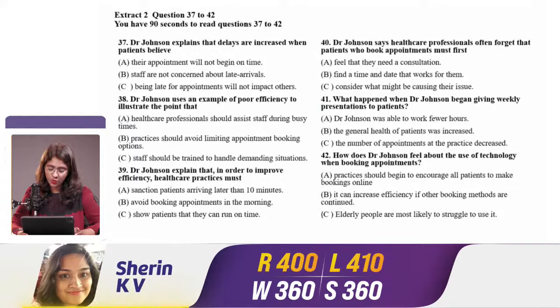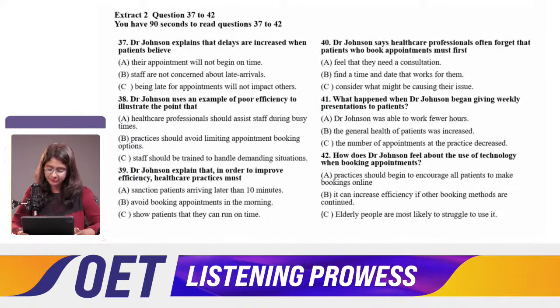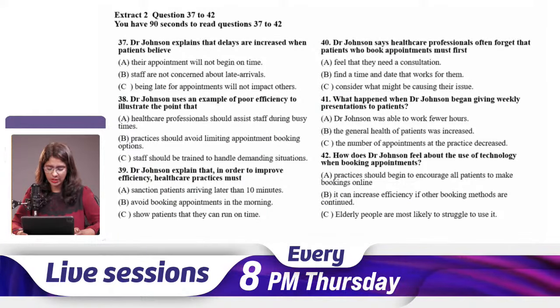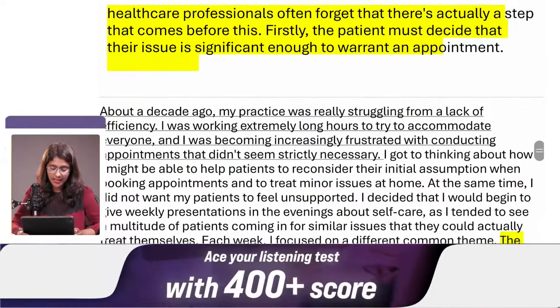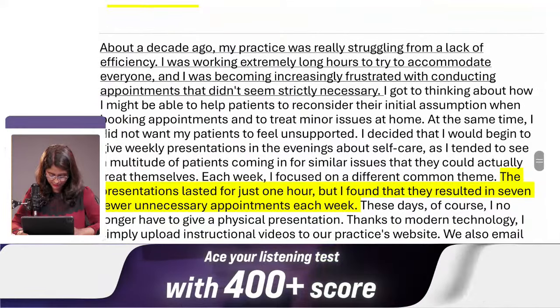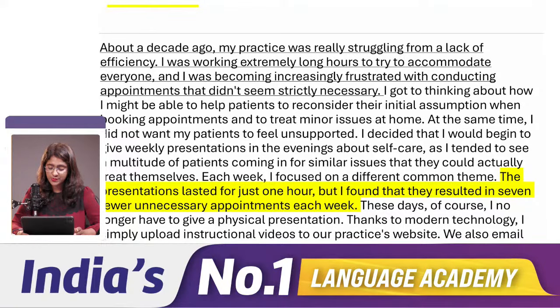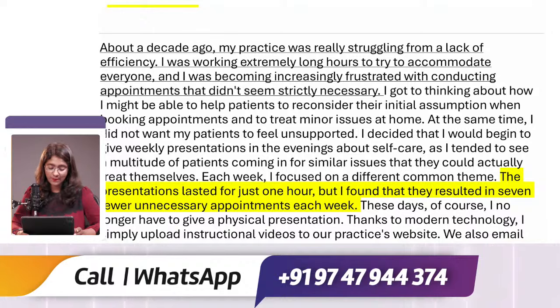Okay. So, I think option A and option C are confusing. They are not talking about the general health of patients being increased. Let's look at the audio and the signposting. Reba is saying 41 is C. Let's see. About a decade ago, my practice was really struggling from lack of efficiency. I was working extremely long hours to try to accommodate everyone, and I was becoming increasingly frustrated with conducting appointments that did not seem strictly necessary.